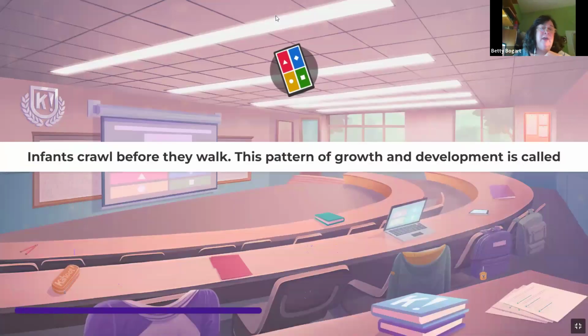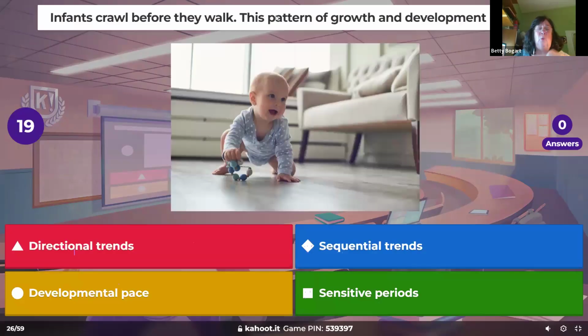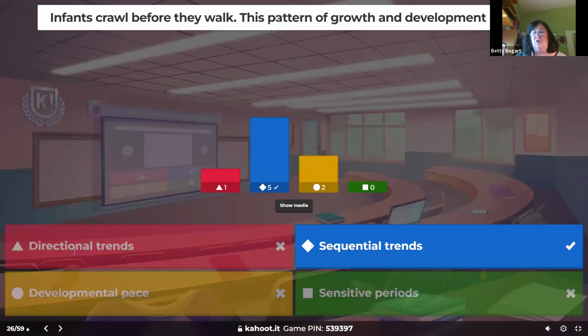Infants crawl before they walk. This pattern of growth and development is called what? They crawl before they walk. They lift their head before they roll over, before they get on their knees, before they sit, before they crawl, before all this stuff. It's a pattern, and it's called sequential trends. It happens in sequences. Very good.